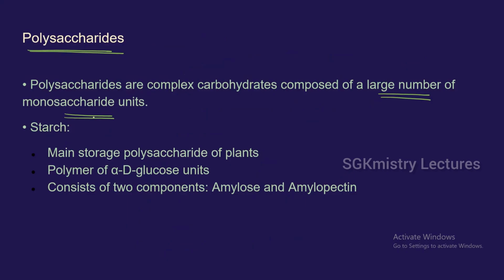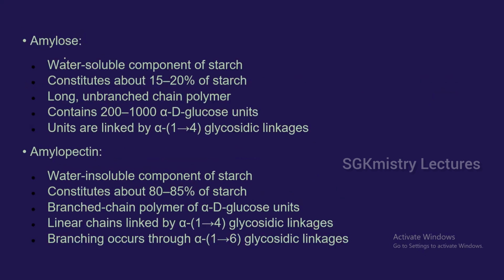Under that, we have starch, which is the main storage polysaccharide in case of plants. It is a polymer of alpha D glucose units. Mainly the starch consists of two components, amylose as well as amylopectin. Now, amylose is water soluble, whereas amylopectin is water insoluble. So let us look into the basic differences between amylose and amylopectin. Amylose is the water soluble component of starch. Amylopectin is the water insoluble component of starch.